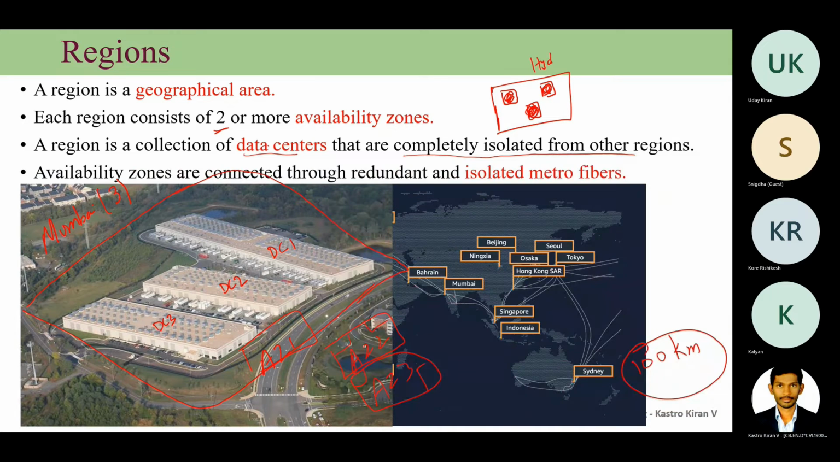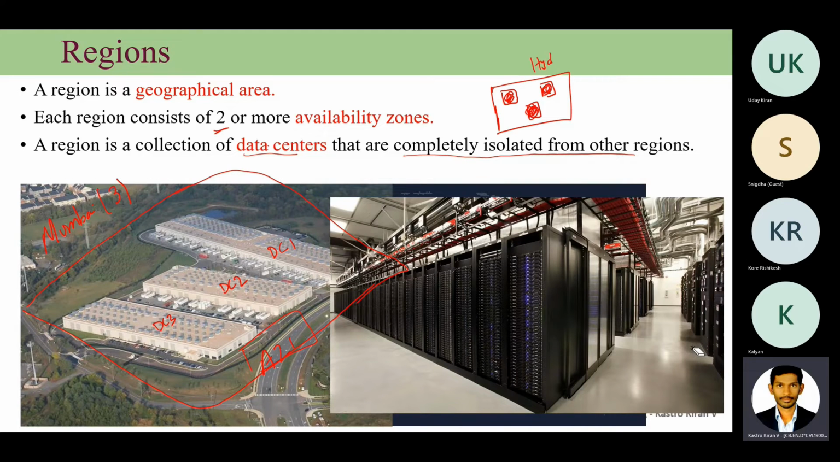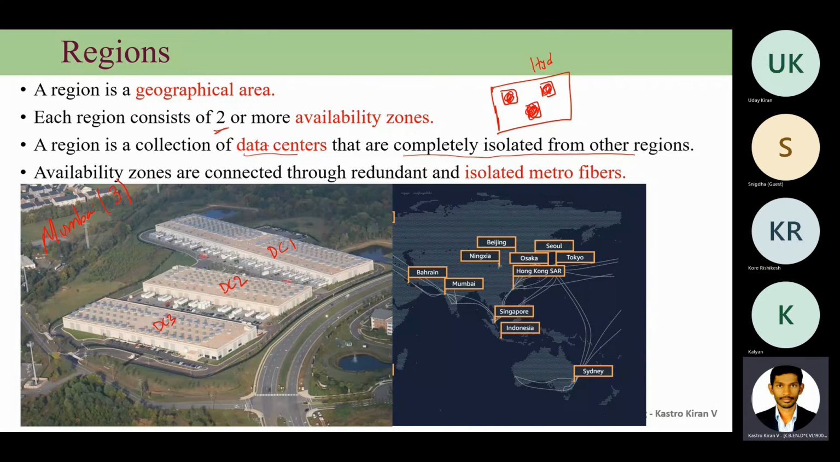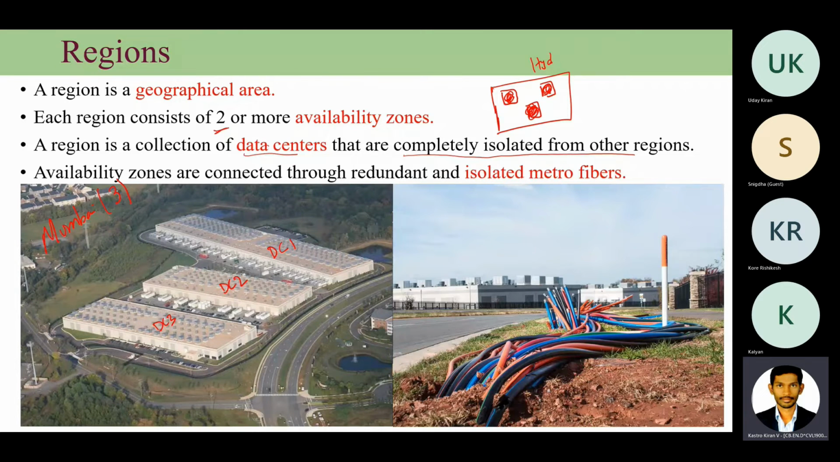Now, inside the availability zones, I was telling that we'll have the data centers. Inside these data centers, I said that you have the servers. Now, how will you connect these servers? In order to connect these servers, obviously, you need to have cables. The servers available in the data centers are connected with huge power cables.